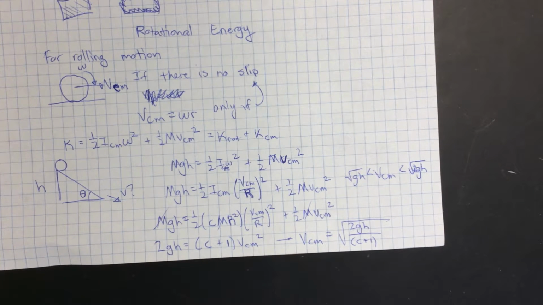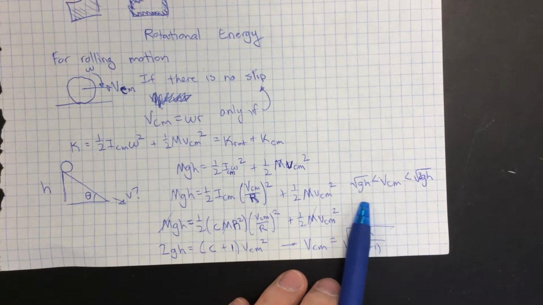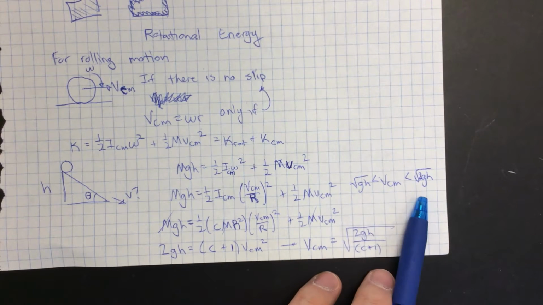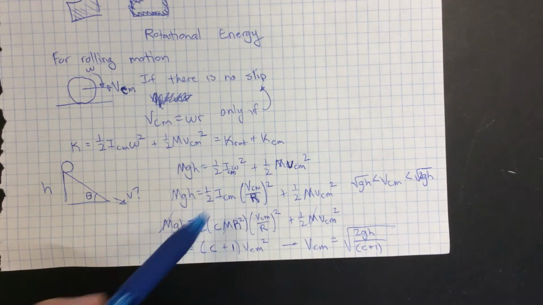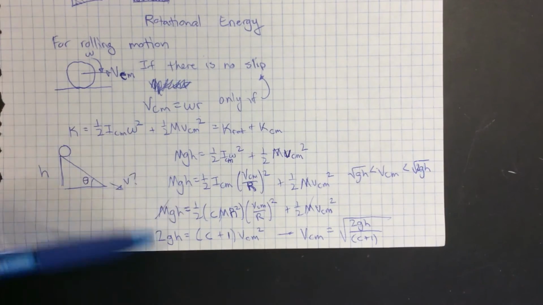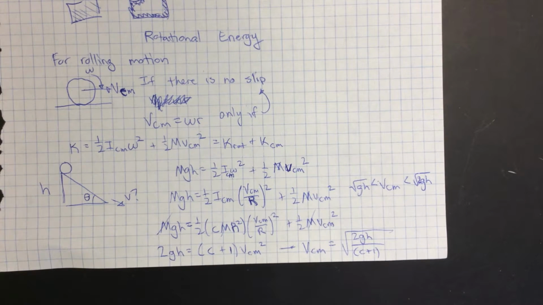So it's not like any answer is possible. There is a range, but what you can see is if it's not slipping, at worst you go from square root of gh to an extra 41% of that in terms of how fast you can go. Anyway, this is how some of the calculations end up working out. When you do energy, you need to take into account that some of that energy can go into rotation.